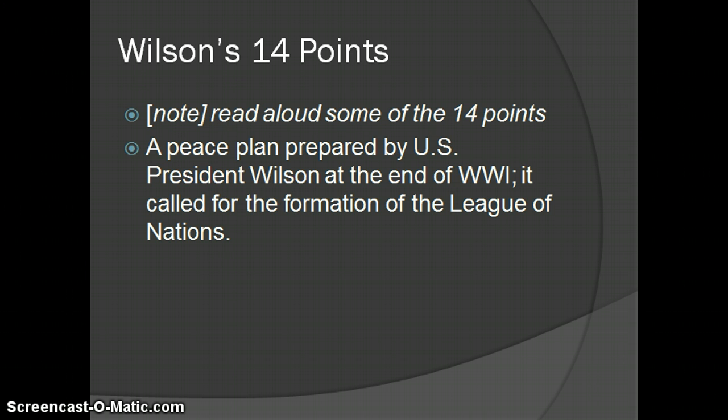And his final point, the 14th point, called for the League of Nations. This would be, in his words, a general association of nations must be formed under specific covenants for the purpose of affording mutual guarantees of political independence and territorial integrity to great and small states alike. He wanted to form a group with representatives from each nation to come and discuss international problems before they would escalate to the level of a world war. The participants of World War I never wanted it to happen again. It was referred to as the Great War at the time, or the war to end all wars, not World War I. They all hoped it would never happen again.